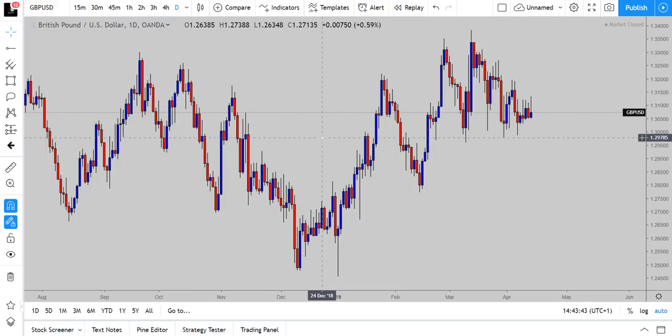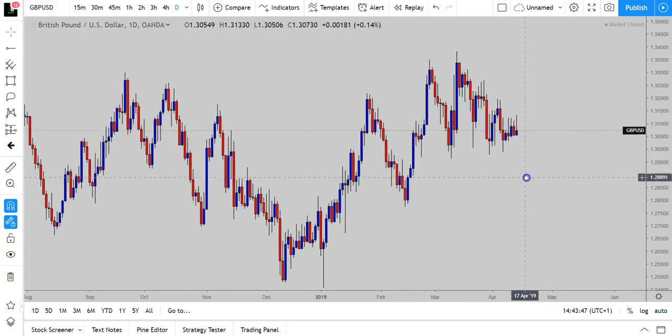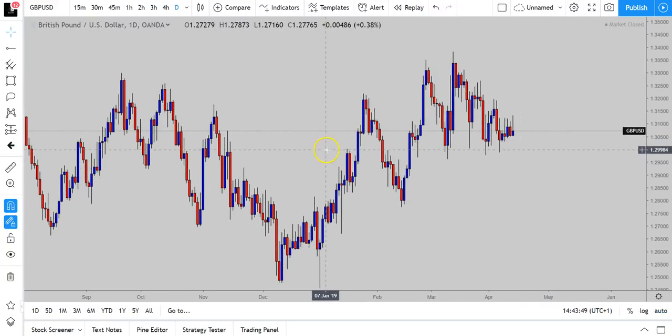Now what I'm going to be going over today is just basic support and resistance, probably the bane of most traders' life. I know there's a lot of information out there in terms of how do we draw it, where do we put our support, where do we put our resistance.